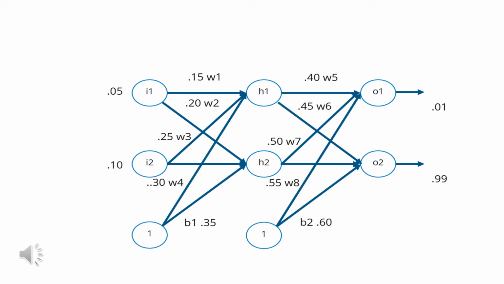If you look at I1 to H1, we have the weights 0.15 and 0.20, W1 and W2 respectively. Similarly for H1 to O1, W5 is the weight 0.40 and W6 is the weight represented by 0.45. So this network contains two input neurons, two hidden neurons, two output neurons and two biases as we can see. B1 and B2 are the biases 0.35 and 0.60.